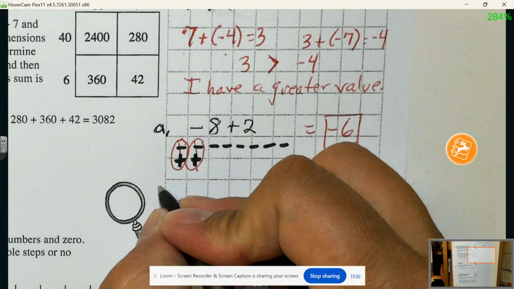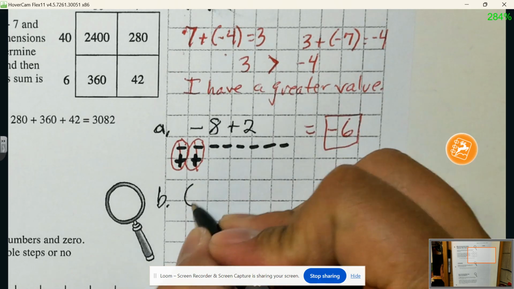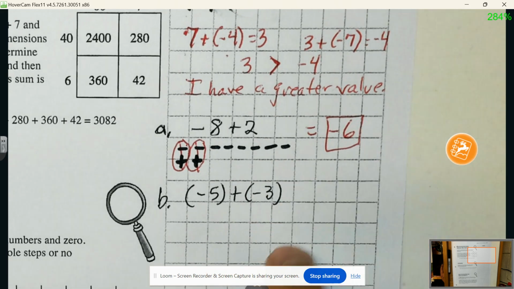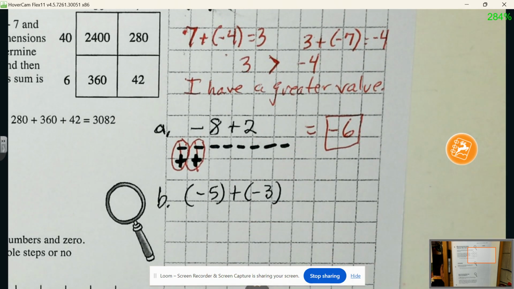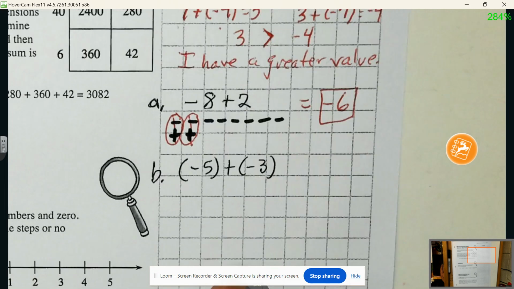This is question B. We have negative 5 plus negative 3. And notice, even though we're using positives and negatives, we're adding everything. Everything's being added, so keep that in mind. That's what we're diagramming. All right.